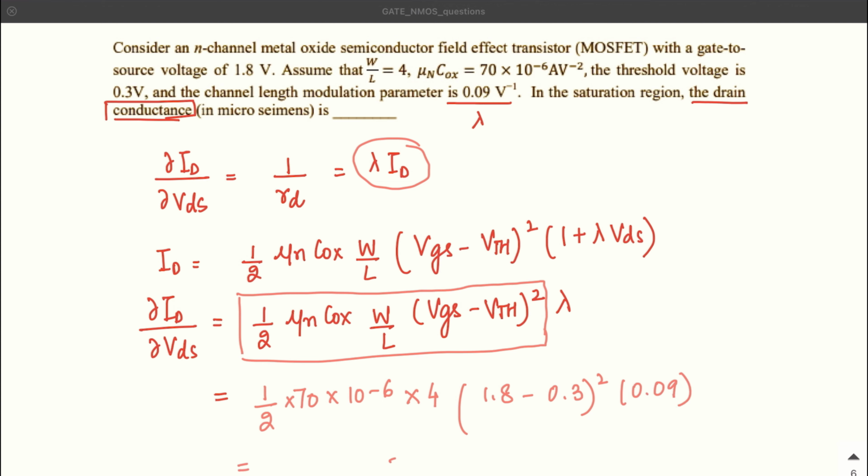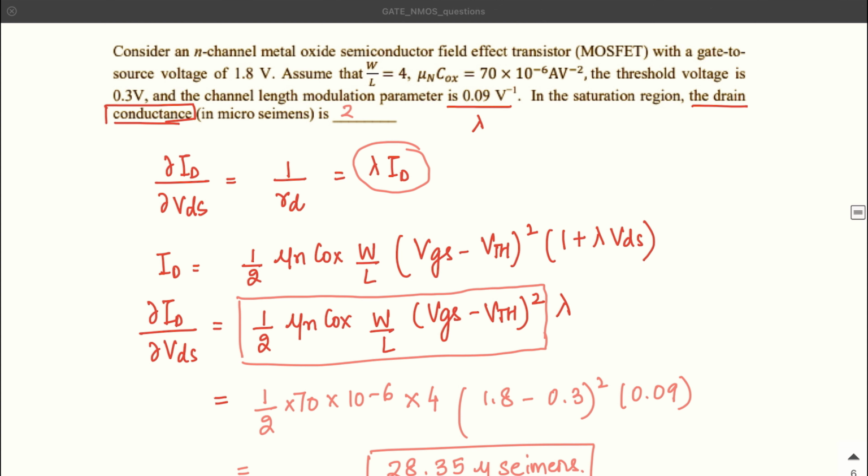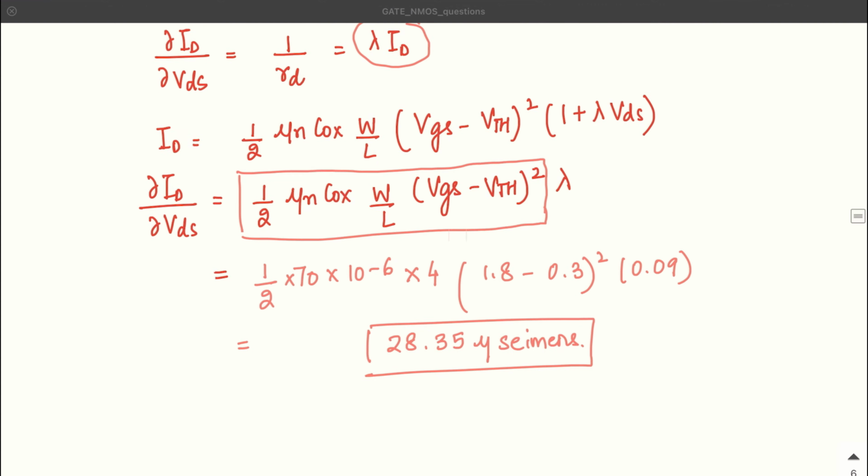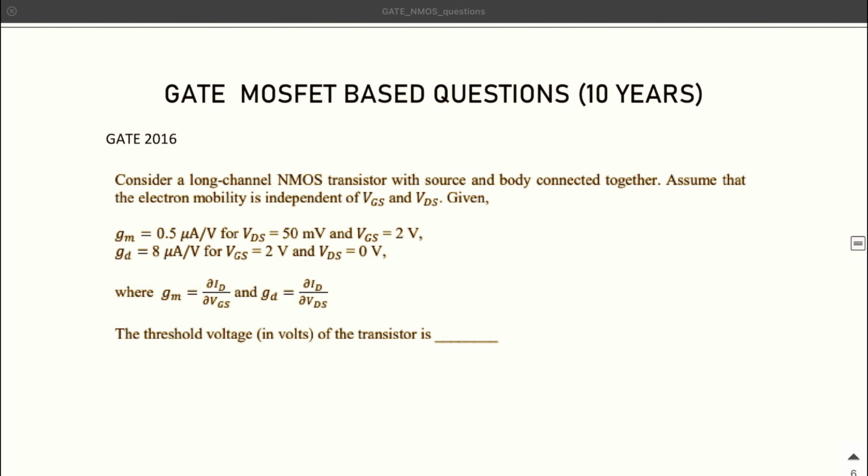When you calculate it, that is 28.35 microsiemens. So that would be the answer, 28.35. So this is how we do this question. Let's move to the next question.